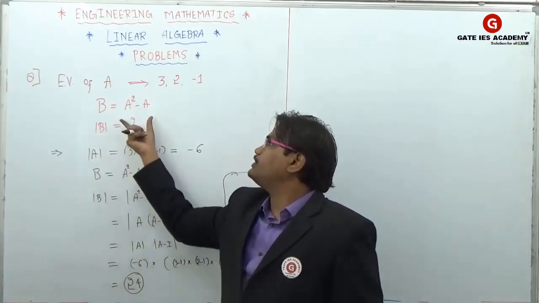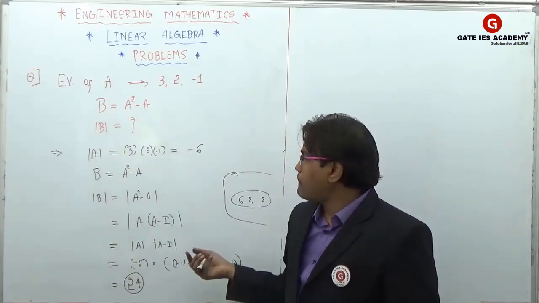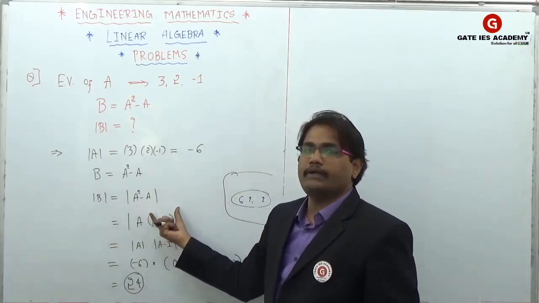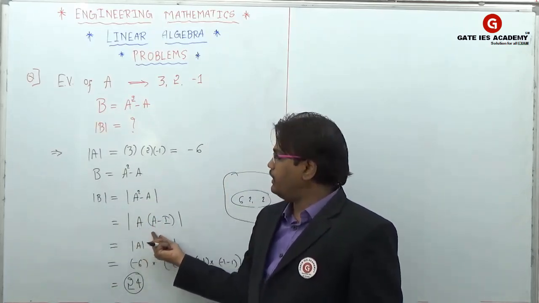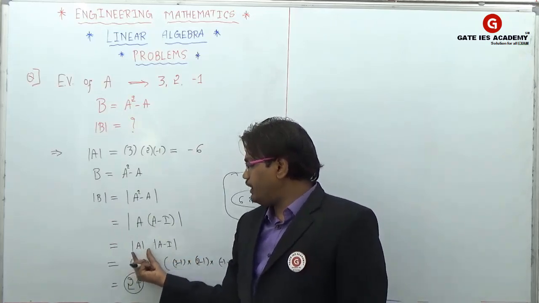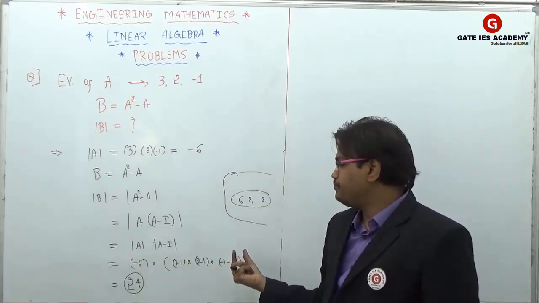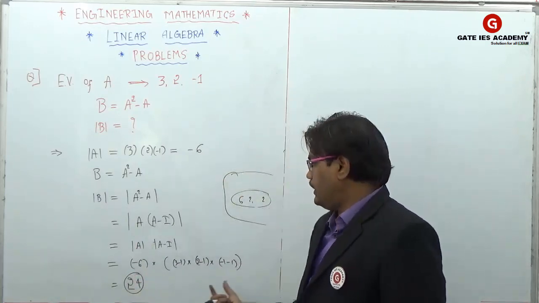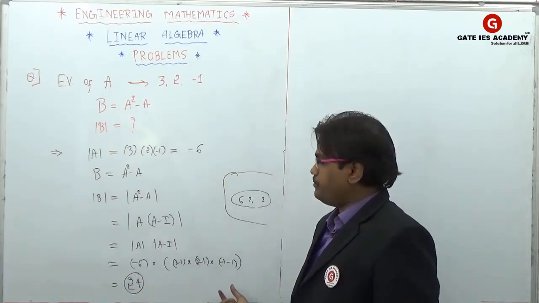And B is known, which is A square minus A. Right? So what is determinant of B? Determinant of A square minus A, or if you take A common, A into A minus I. So determinant of A into A minus I. So what is determinant of A? That is minus 6 into determinant of A minus I.